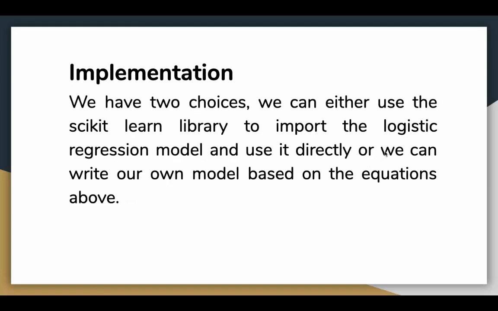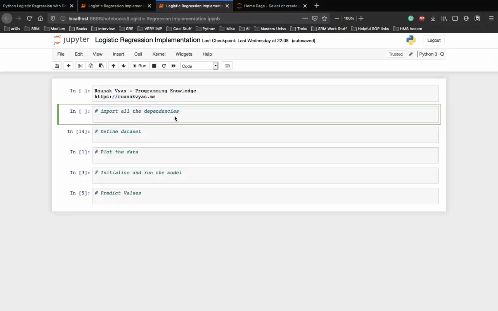Now, for the implementation, we can either use the scikit-learn library to import the logistic regression model and use it directly, or we can also write our own model based on the equations above. Logistic regression is amongst the most commonly known core machine learning algorithms out there, with its cousin linear regression. It has many applications in businesses, one of which is pricing optimization. In this video, we will learn how to code logistic regression in Python using the scikit-learn library to solve a pricing problem.